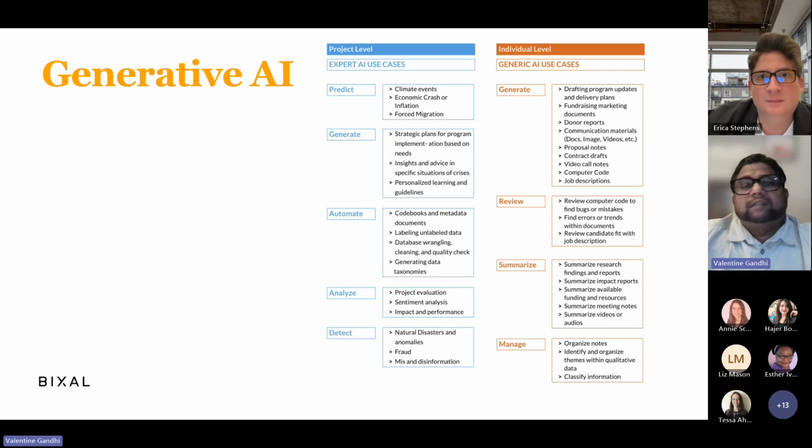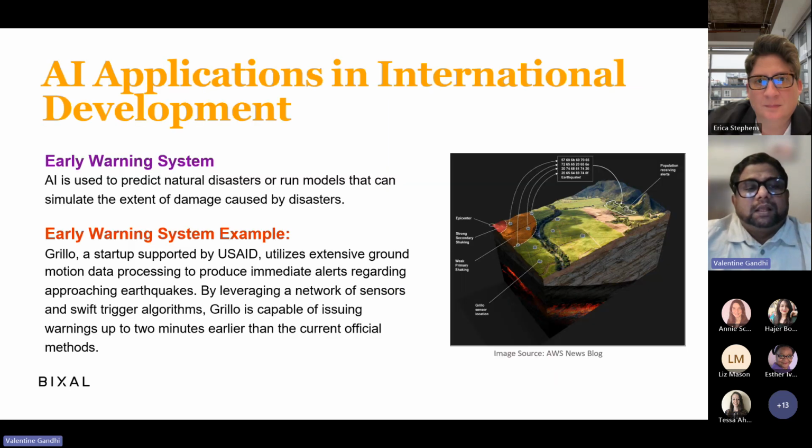And even at the individual level, if you're a MEL specialist in a place and you want to use generative AI to understand program updates or review summaries of research, generating fact sheets instantly and organizing notes, there are endless possibilities from generative AI.